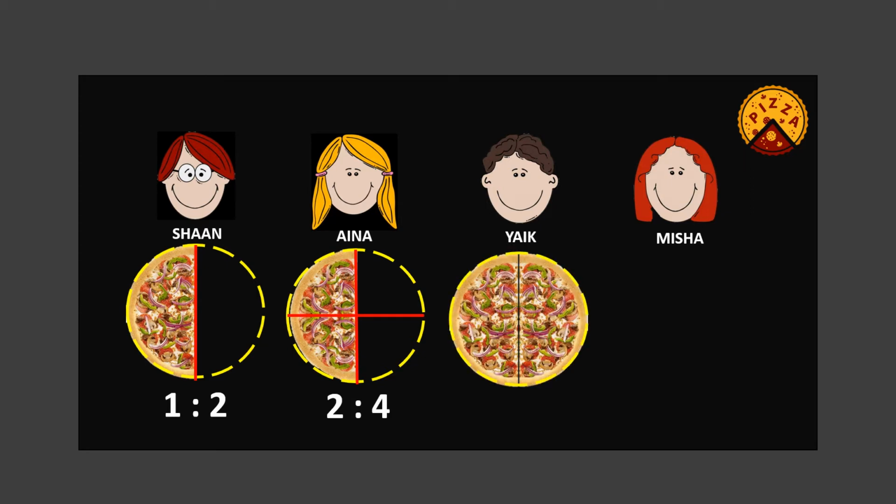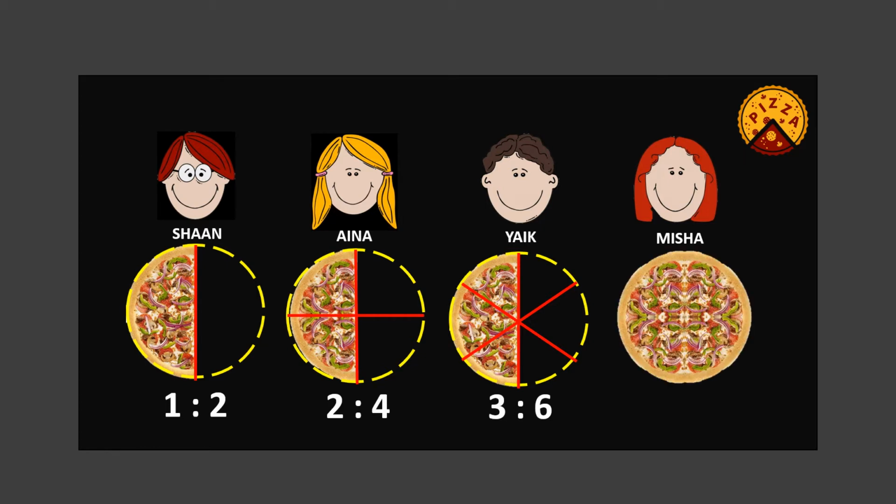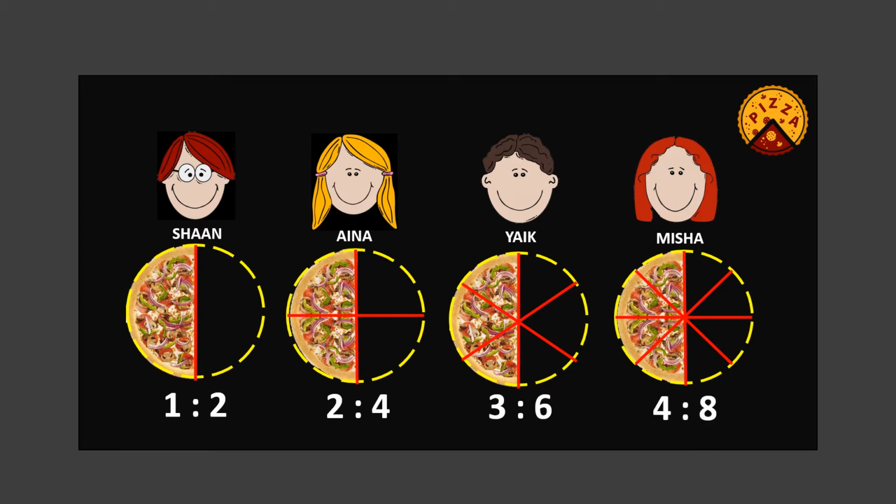Yaik divided his pizza into 6 equal slices, and from that he ate total 3 slices. That means his ratio is 3:6. Misha, she divided her pizza into 8 equal slices, and from that she ate total 4 slices. So her ratio is 4:8. Now children, can you see anything similar from the picture? Is there any relation between the 4 ratios?